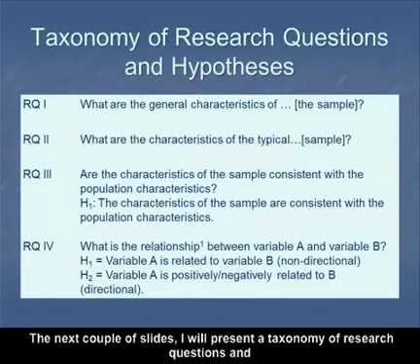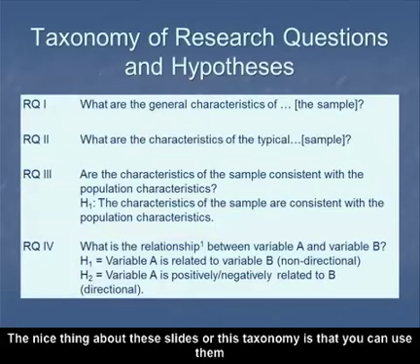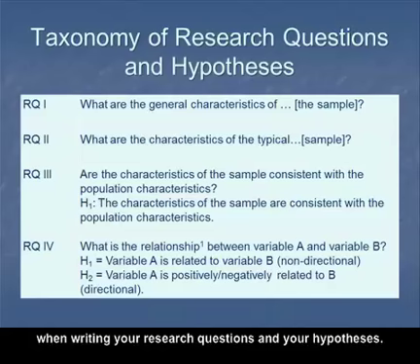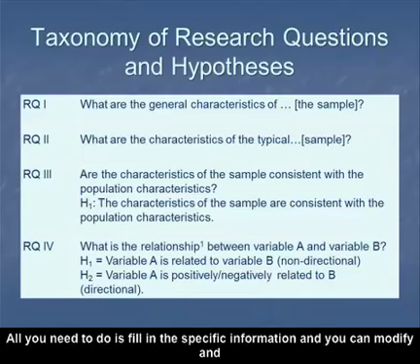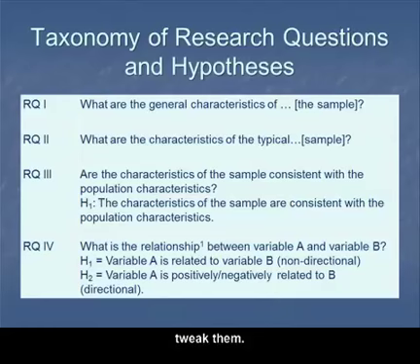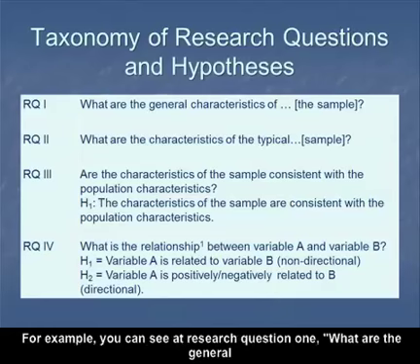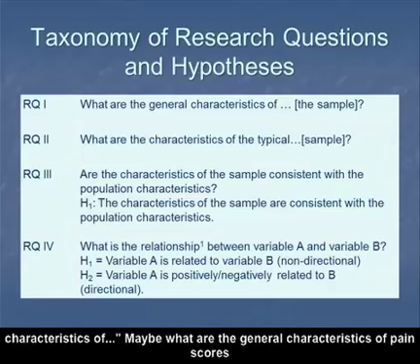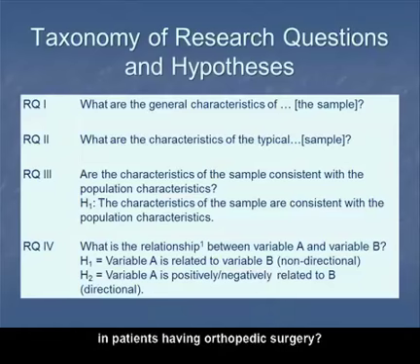The next couple slides I will present a taxonomy of research questions and hypotheses. The nice thing about this taxonomy is that you can use it when writing your research questions and your hypotheses. All you need to do is fill in the specific information, and you can modify and tweak them. For example, you can see at research question 1, what are the general characteristics of? Maybe what are the general characteristics of pain scores in patients having orthopedic surgery? Or what are the characteristics of the typical, and then it goes on to describe the sample.